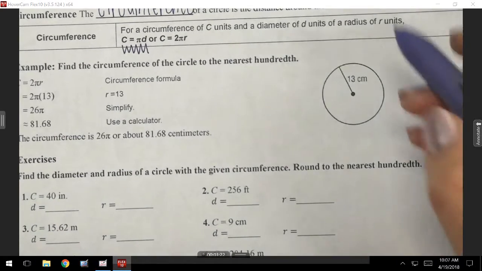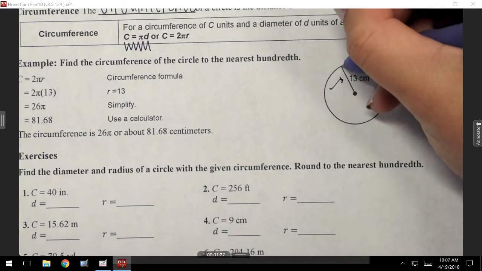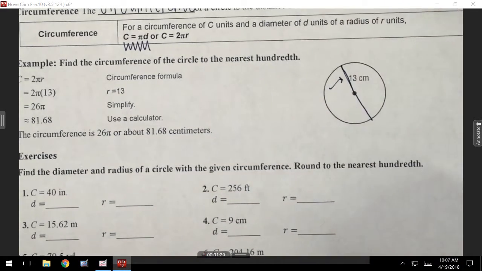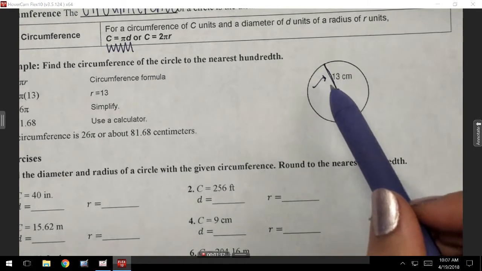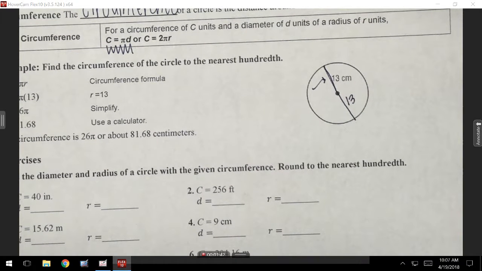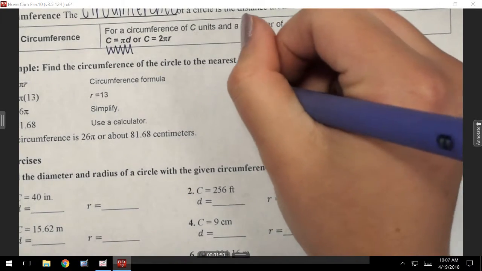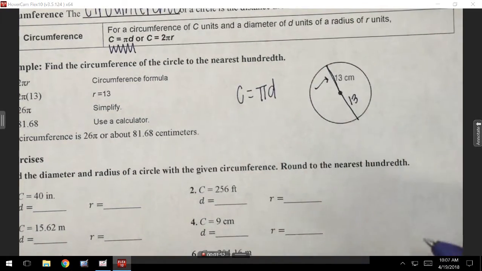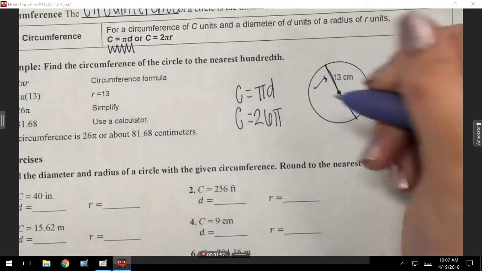In a circle, what's given to you right here? Radius. That's the radius. A diameter is the whole thing. Radius is half. So if they told you the radius of this circle is 13, what's the other half? 13. The other half is 13, which means the diameter is 26. So if I wanted to find the circumference of this circle, using the formula pi times d, I would just plug it in. So circumference is equal to 26 times pi.